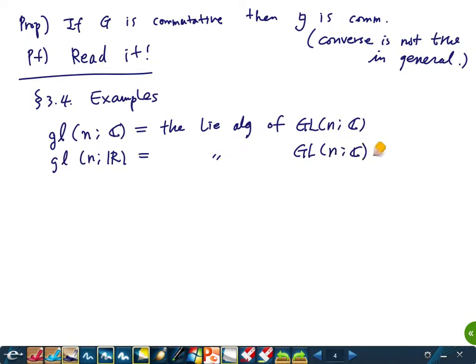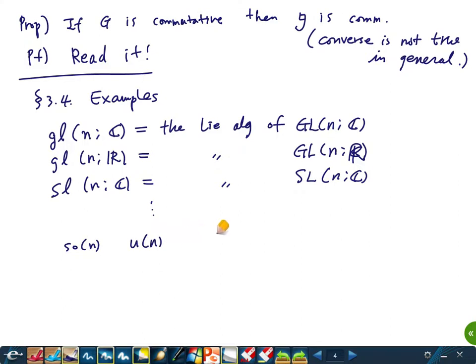So of course SL is the special linear group. It should be R, right? And then etc., like so(n) in lowercase, or u(n). These can also all be defined, like sp(n), etc. They are defined in the same way.